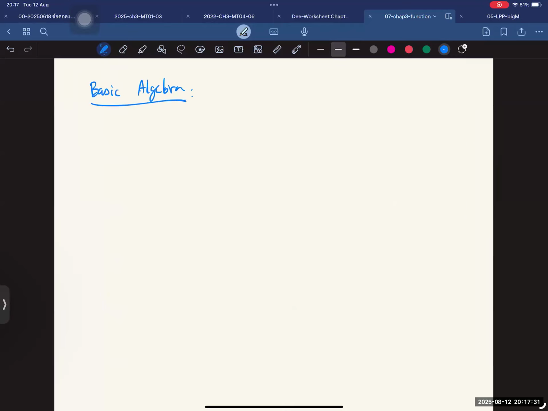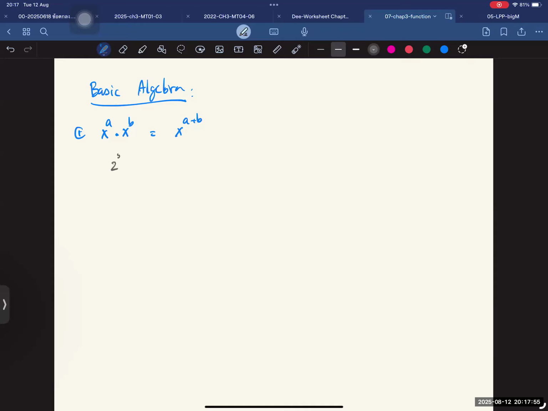Okay, so for example, if we have x to the power of a times x to the power of b, so if you have the same base like this, multiplied with each other, this is x to the power of a plus b. And that's formula number one.